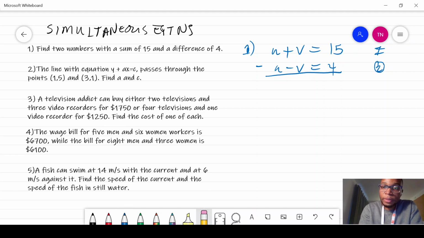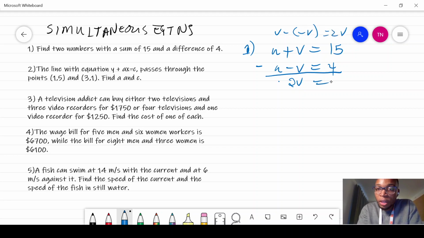Since they're the same, we can just subtract the two equations from each other. So u minus u gives us just 0. Then v minus v is going to give us 2v, because that is v minus negative v, which becomes a positive, so just 2v. Then 15 minus 4, we're going to get 11.